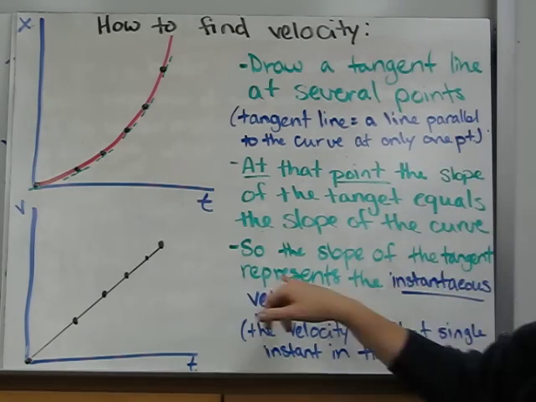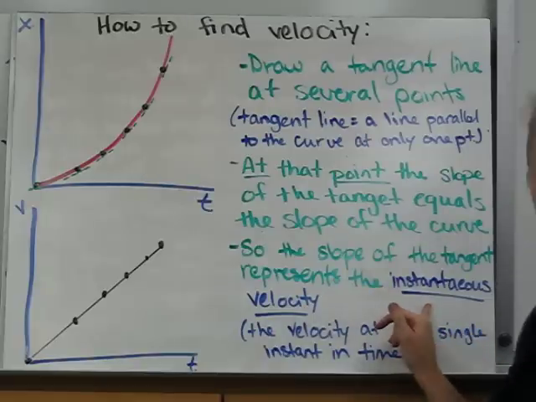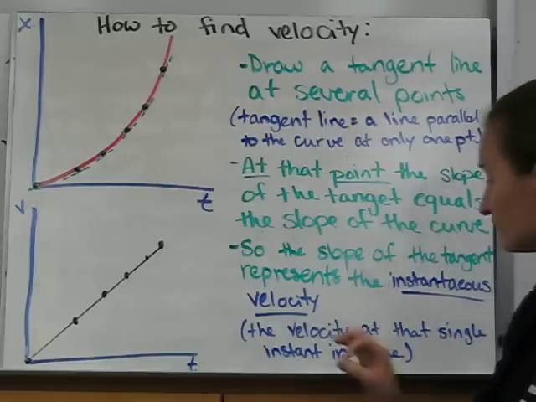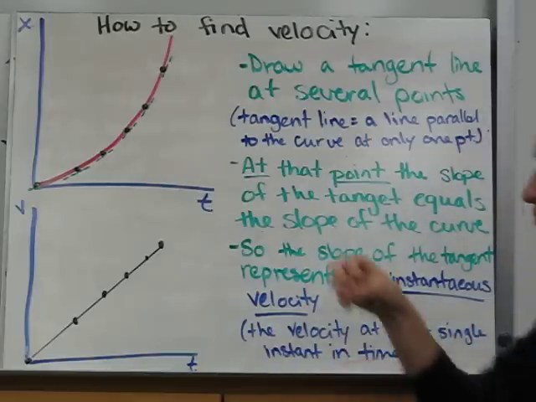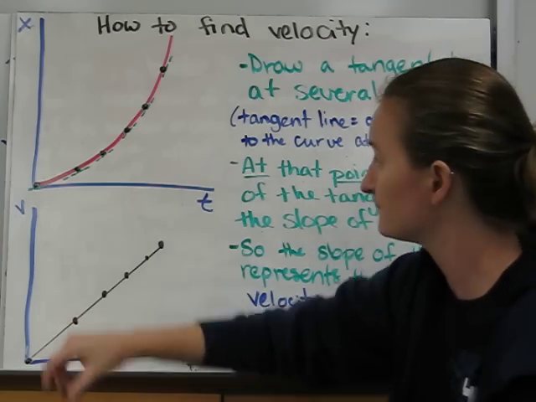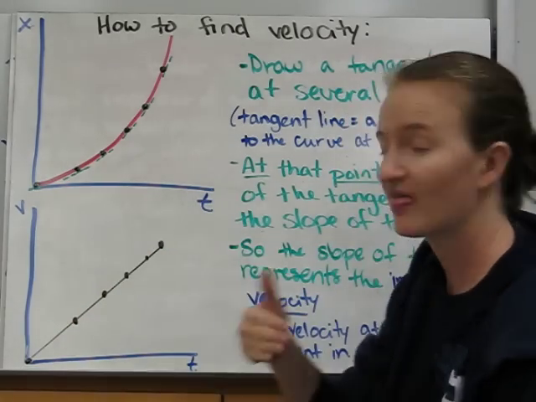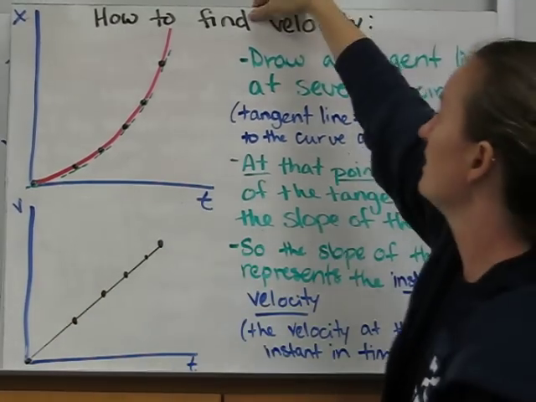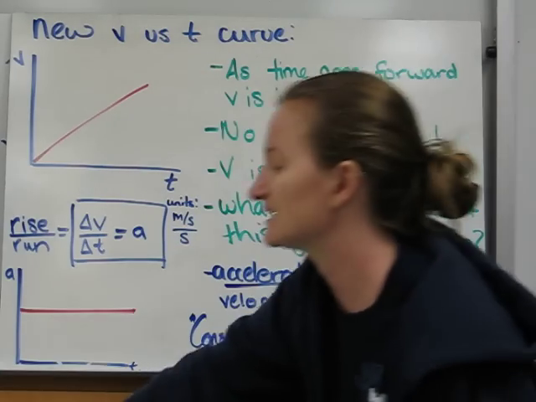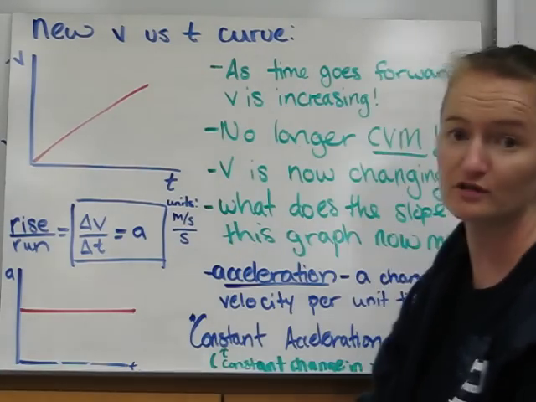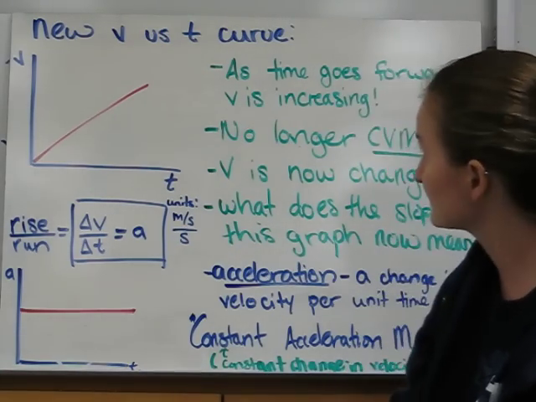So the slope of the tangent line represents what we call the instantaneous velocity, or the velocity at that single particular instant in time. Whatever time we measured it at, that's the velocity at that point in time. So we call that the instantaneous velocity rather than the average velocity, what we've been finding previously.